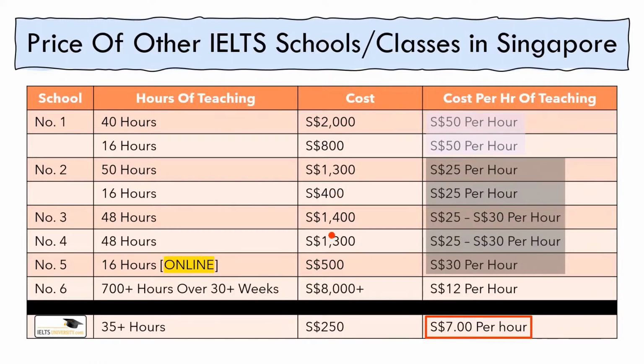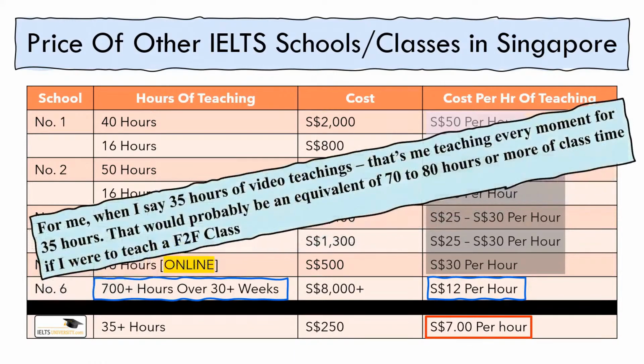But you're still paying thousands of dollars, or this is an online class. The cheapest per hour of all these other schools is only 12 Singapore dollars per hour. But guess what? You have to pay $8,000 because they're giving you 30 weeks of lessons. Okay, so I don't think many people are willing to pay that much. Now, my class is only $7 per hour, and it's the cheapest out of all the classes you can find. All right, $7 per hour.